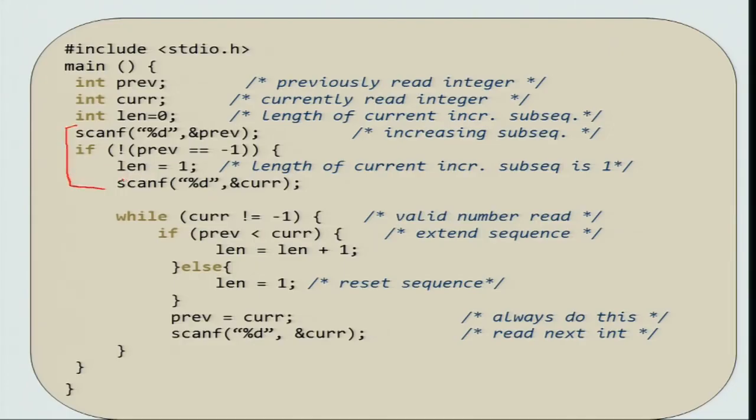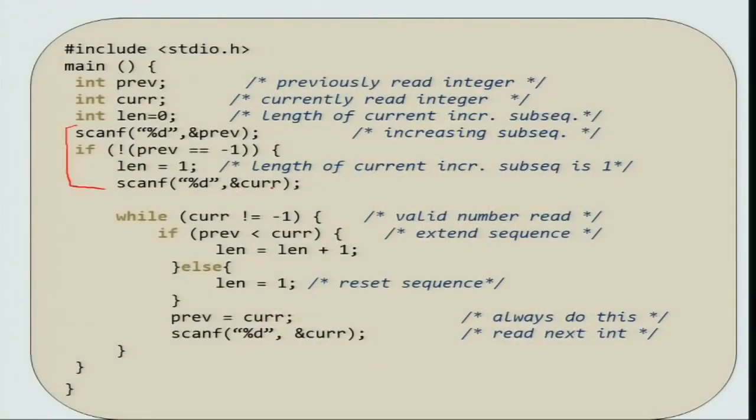So, if the first number is -1, then there is no point in getting into the program, because it's equivalent to the empty input. So, there is no increasing subsequence to be found. So, you just exit out of the program. So, initially we just check to see whether the first number is -1 or not. If the first number is not -1, you scan the next number.